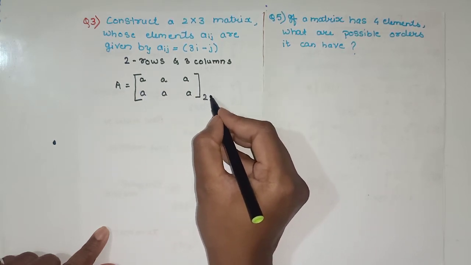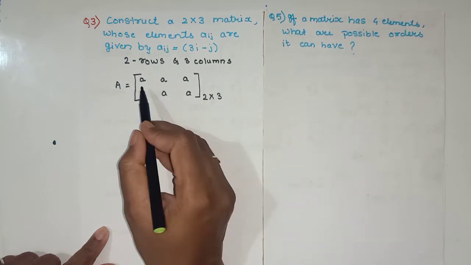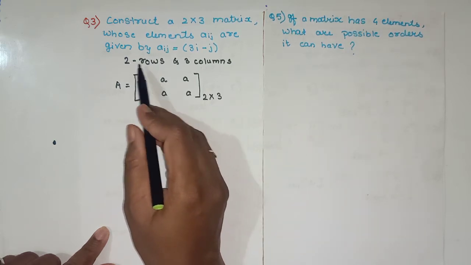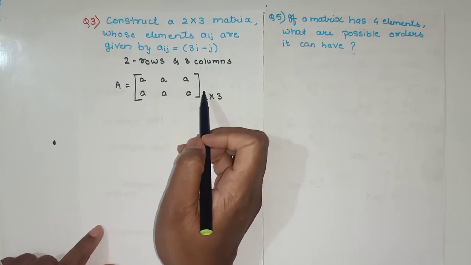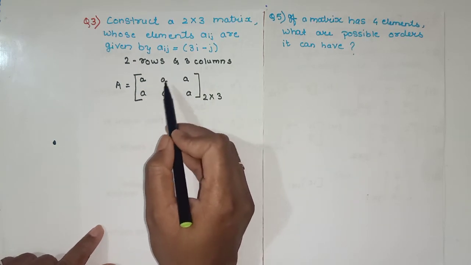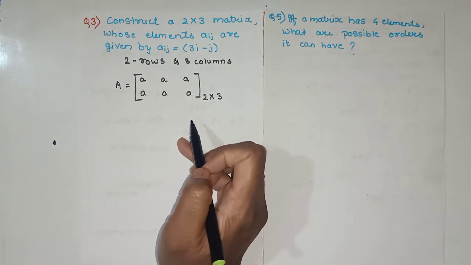The order of the matrix is 2 by 3. So 2 by 3 means how many elements? 2 into 3 means 6 elements: 1, 2, 3, 4, 5, 6. 2 rows are there and 3 columns are also there.